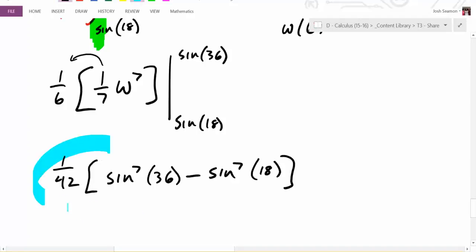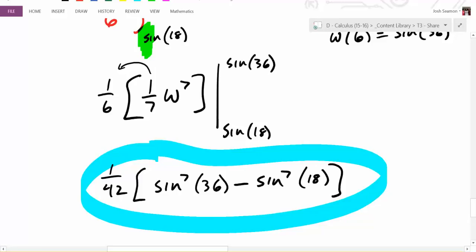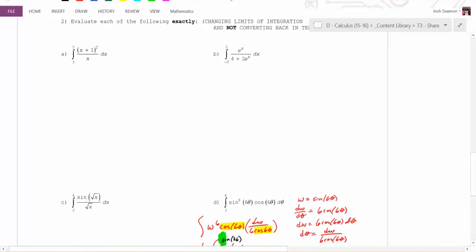What would you absolutely need in order to get an answer? Calculator. But if I ask you for the exact answer, that's it. Nothing changed about the work we just did. Nothing changed. So how about you guys do, which one do you guys want to do on your own? A, B, or C?